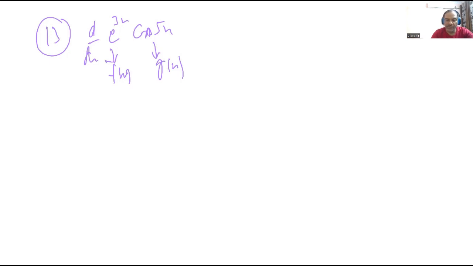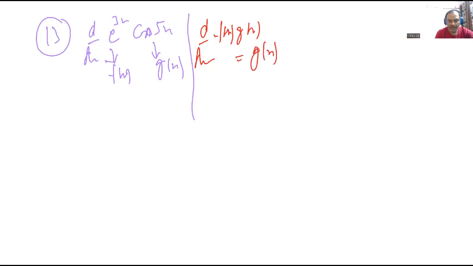Now here you are having d by dx of e raised to power 3x and cos 5x. There is something interesting on applying this. I will write down the formula for the product rule first, so that it will help you. If you have a function like f(x) times g(x), you write g(x) as it is, then you differentiate the first function f(x). Then f(x) will remain as it is, and you differentiate the second function. This way you can write down the f(x) and g(x).